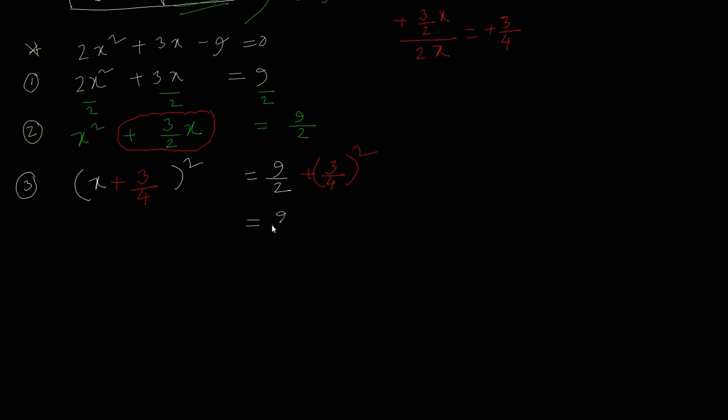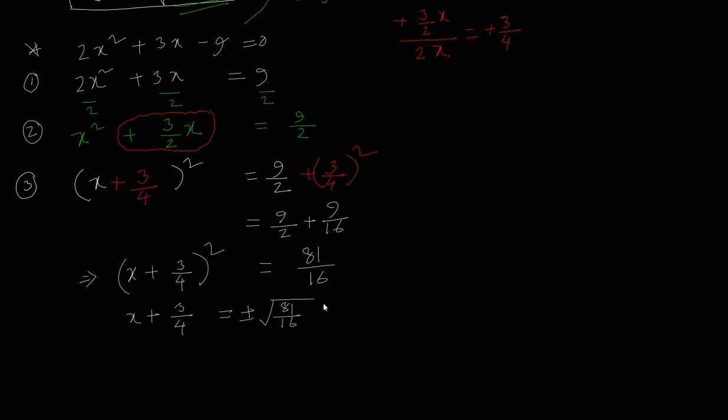What I have here is 9 over 2 plus 3 square is 9 and 4 square is 16. If you add these two up, you get 81 over 16. So x plus 3 over 4 square is 81 over 16. So what can I write? I can write x plus 3 over 4 equals plus minus square root of 81 over 16.